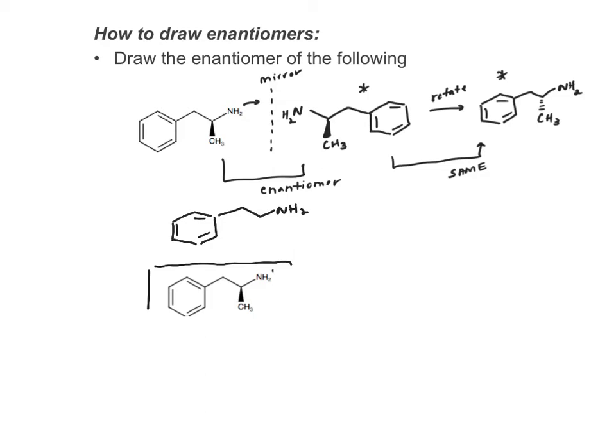What's gonna happen in the mirror image? It's gonna go back into the board. It's gonna become a dash. CH3, okay? So again, it doesn't matter where you imagine the mirror when you're trying to draw the enantiomer.